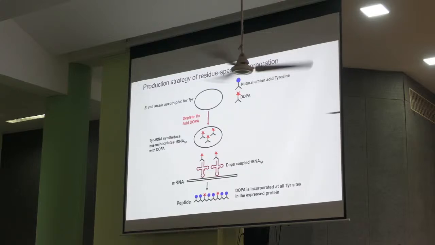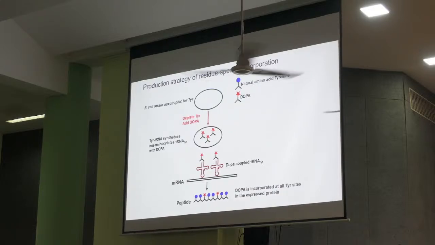Another thing is that we have to choose an amino acid that has an isostructural analog structure to the particular amino acid. For example, tyrosine and dopa have an isostructural analog structure. So that is important. Then we are using the host system's tRNA and tRNA synthetase.